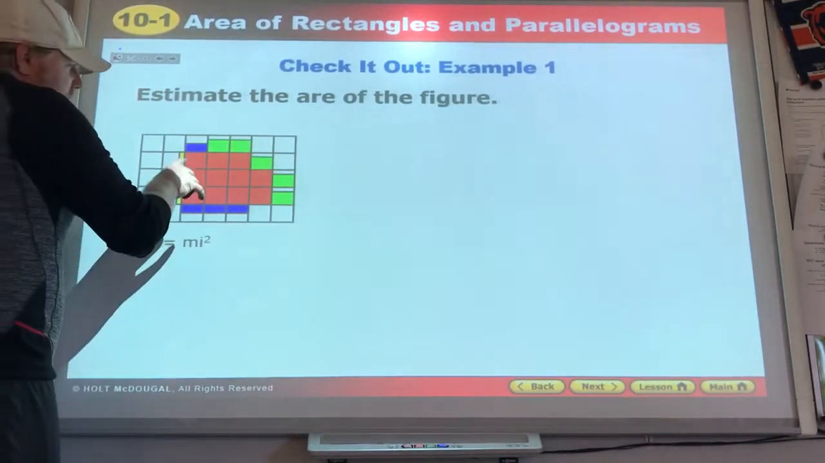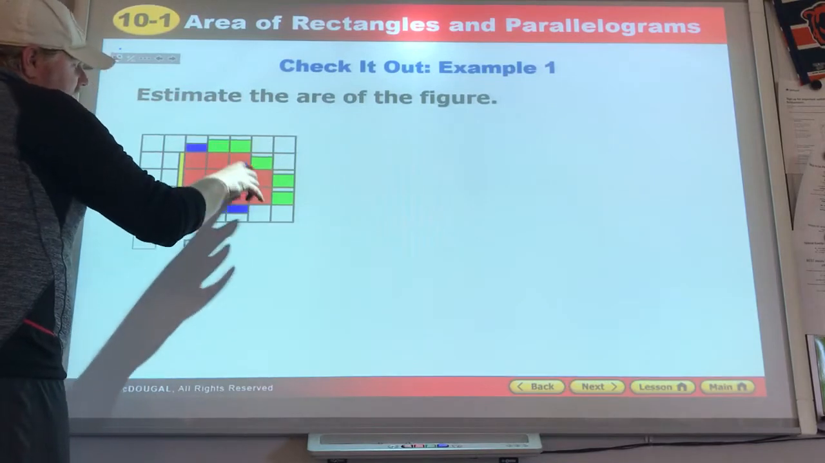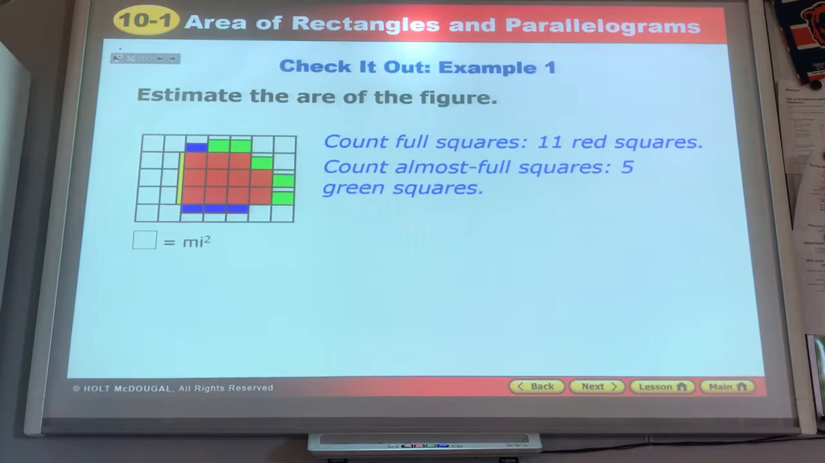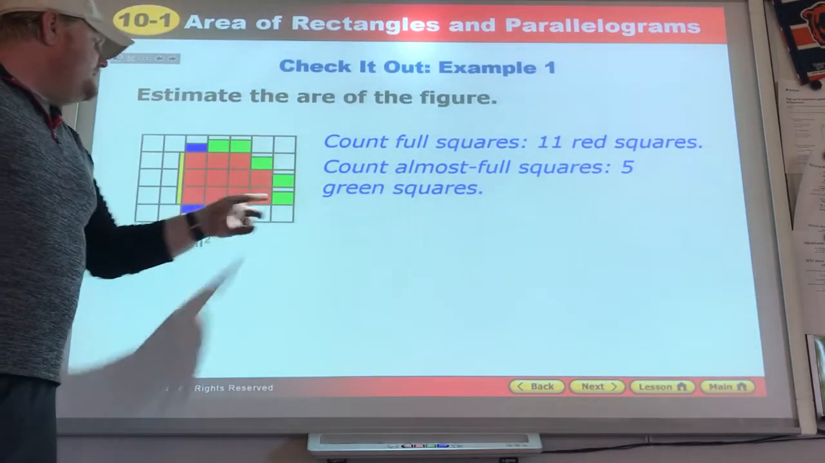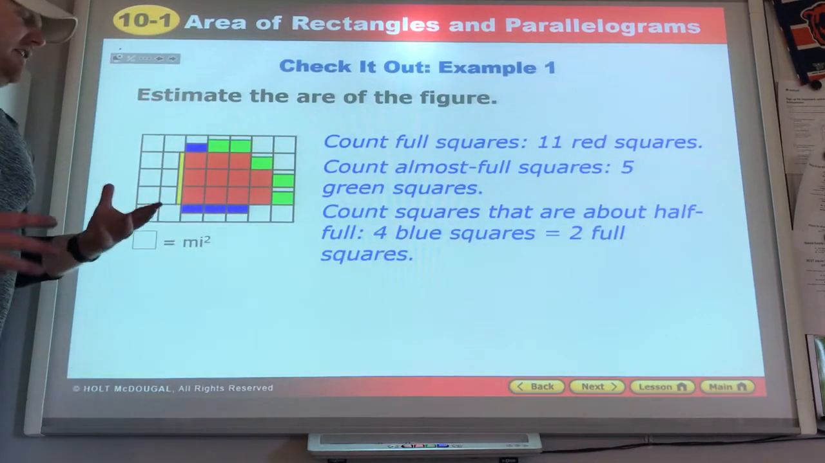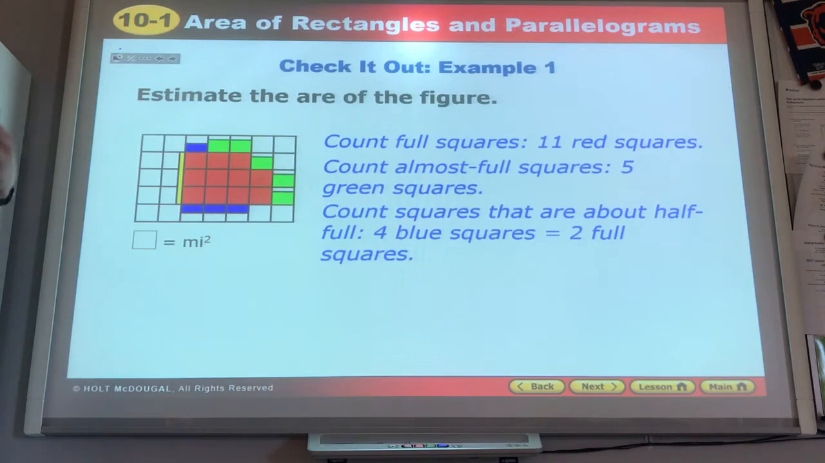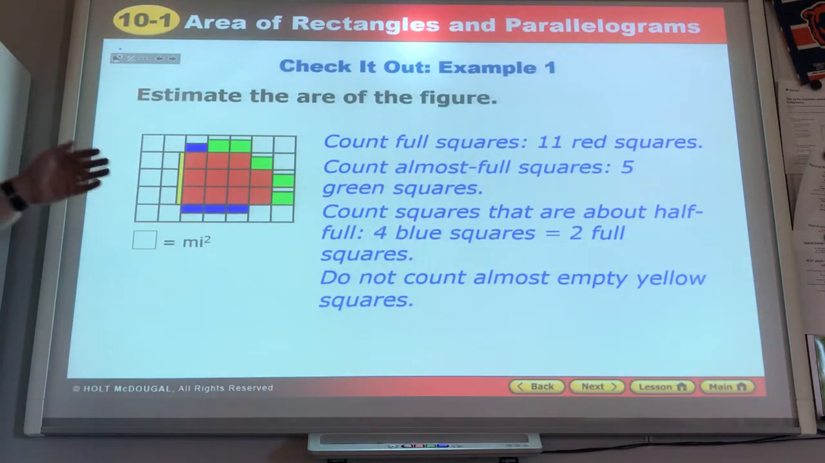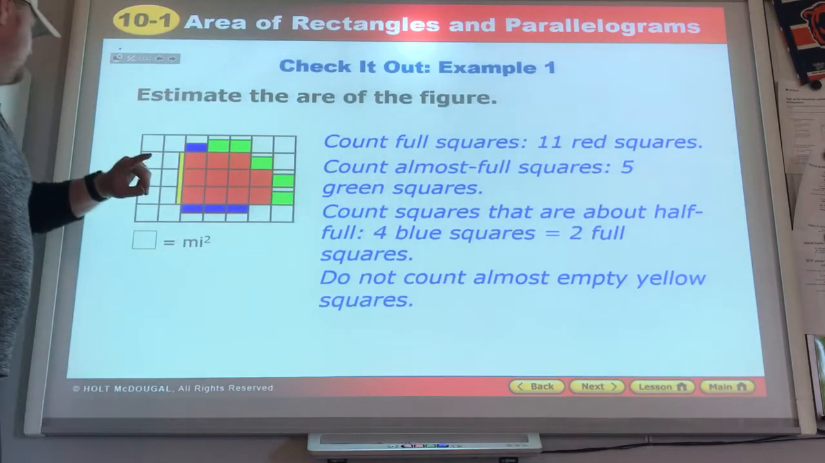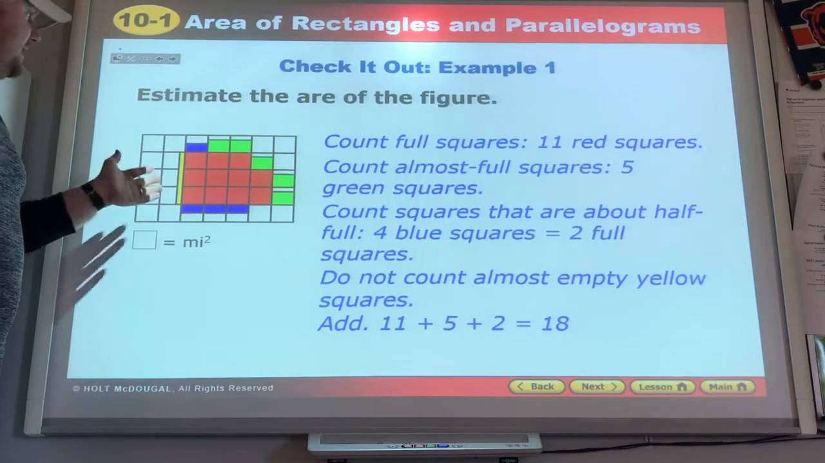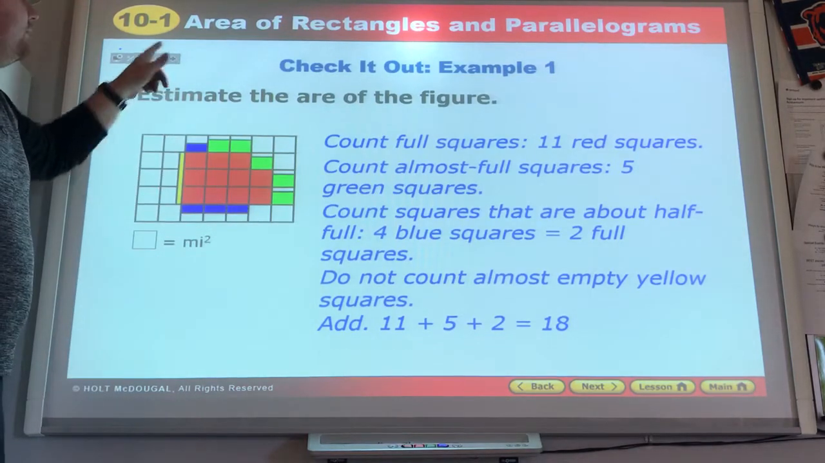So when we do this, we see 1, 2, 3, 4, 5, 6, 7, 8, 9, 10, 11. All right, 11 red squares. Almost full ones are the green ones this time. All right, 1, 2, 3, 4, 5, 6, 5, excuse me. All right, then there's 4 ones that are like half. They're the blue ones. So 4 halves makes 2 wholes. All right, do not count the empty ones, which would be the yellow ones. All right, 11 plus 5 plus 2 is 18, and that's about how many squares that covers.